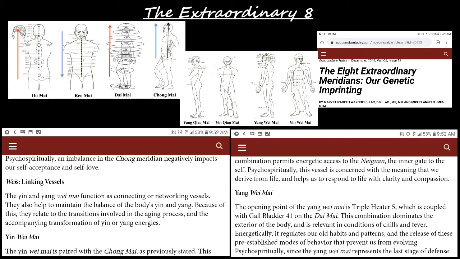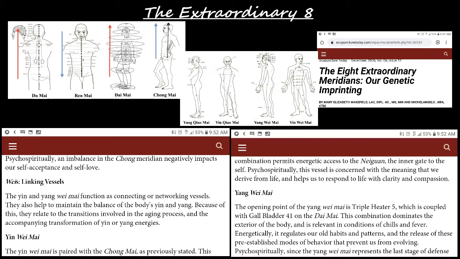Number 5, which is Yin Wei. What did I call it? It's Yin Wei. Okay. Paired with the Chong, it allows energetic access to the Ni Guan, which is the inner gate to self. Psychospiritually, it is connected with the meaning that we come from life, and it helps response to life with clarity and compassion.